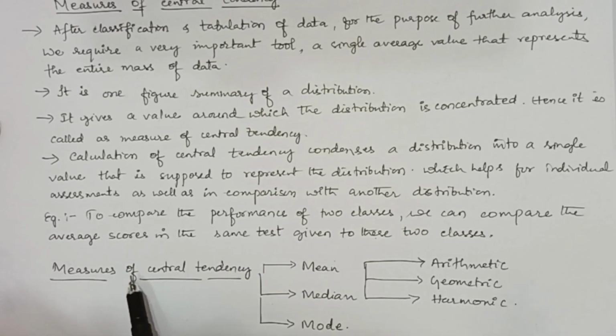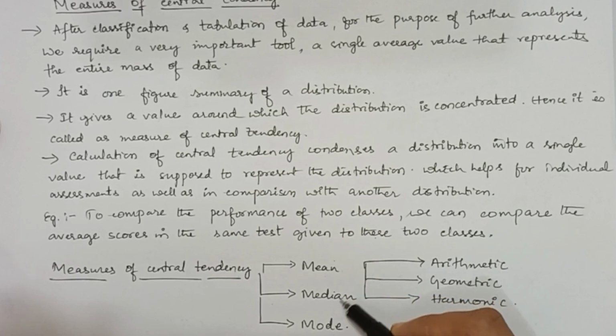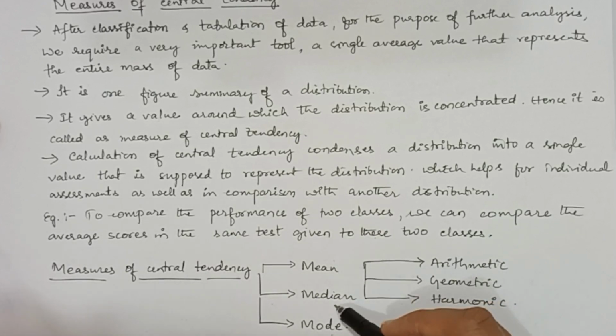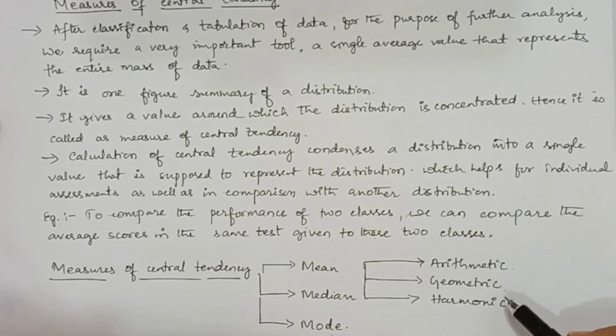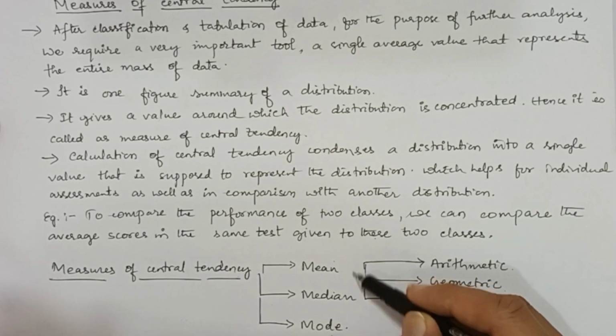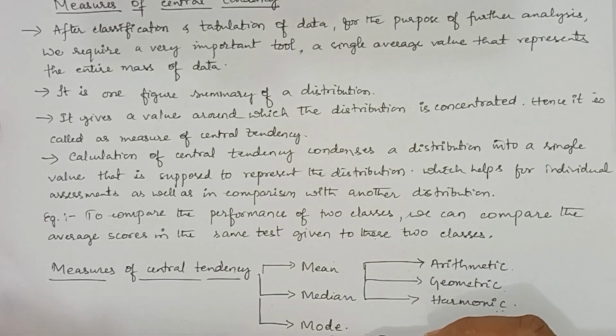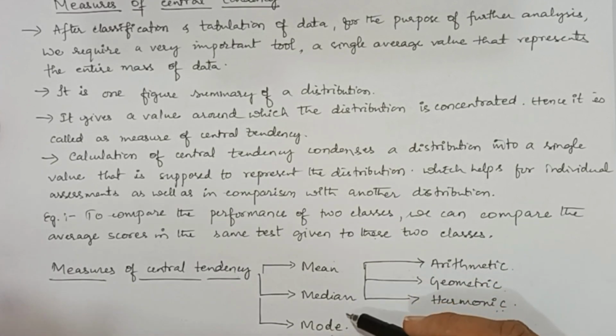Now, there are different measures to calculate the central tendency. They are mean, median, and mode. These are the three important measures of central tendency. Under mean, you have arithmetic mean, geometric mean, and harmonic mean. These are three different measures to calculate the central tendency. Let us see these measures one by one.